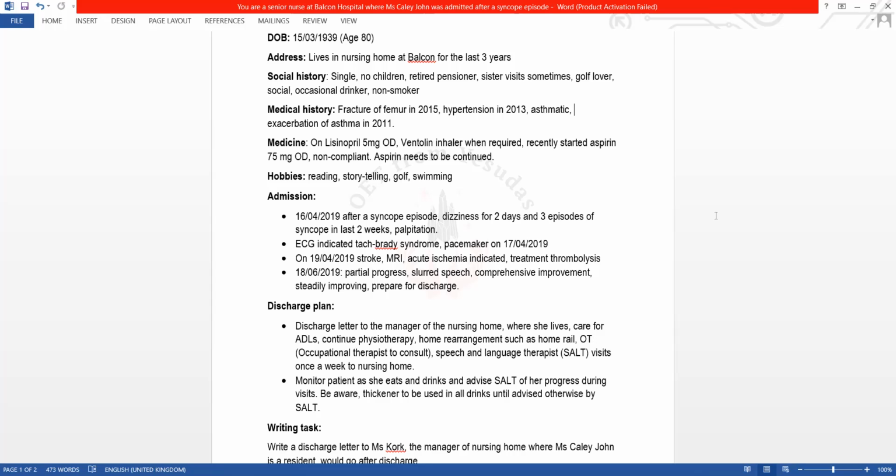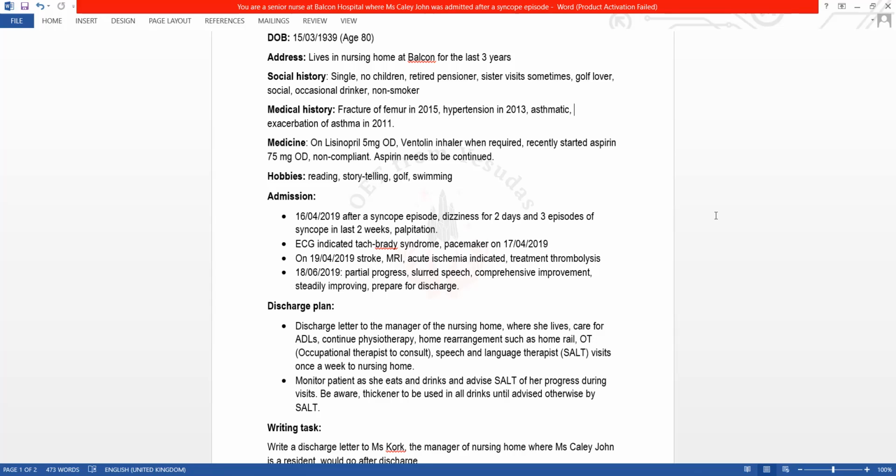On 18/6, after almost 2 months, we assessed. That's today. We assess the patient. She has partial progress, but she has slurred speech. But when we assess the improvement, it is comprehensive, steadily improving, and we are preparing her for the discharge. Now, as per the discharge plan, we are writing the letter to the nursing home manager where Miss Caley John is residing, back to her care.